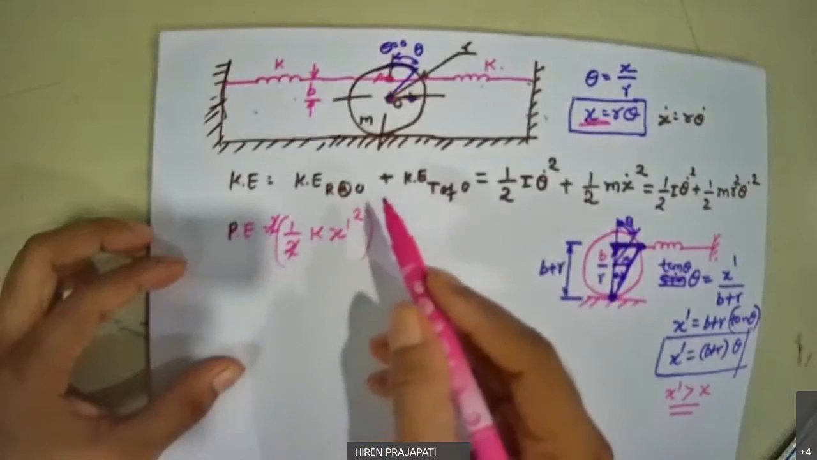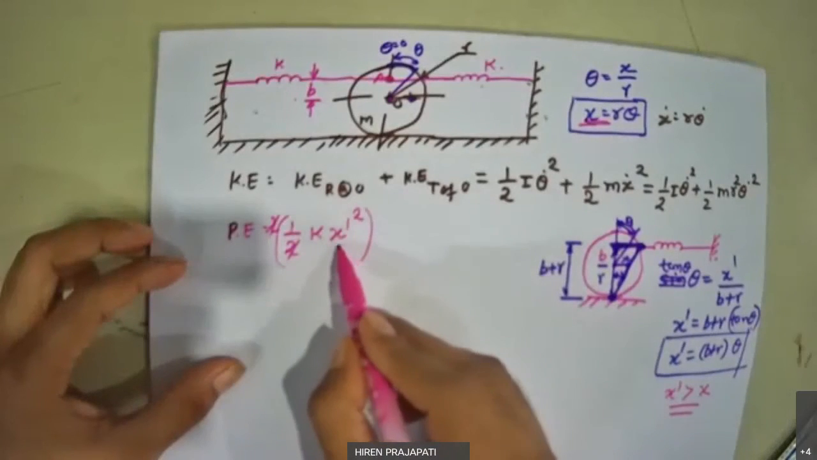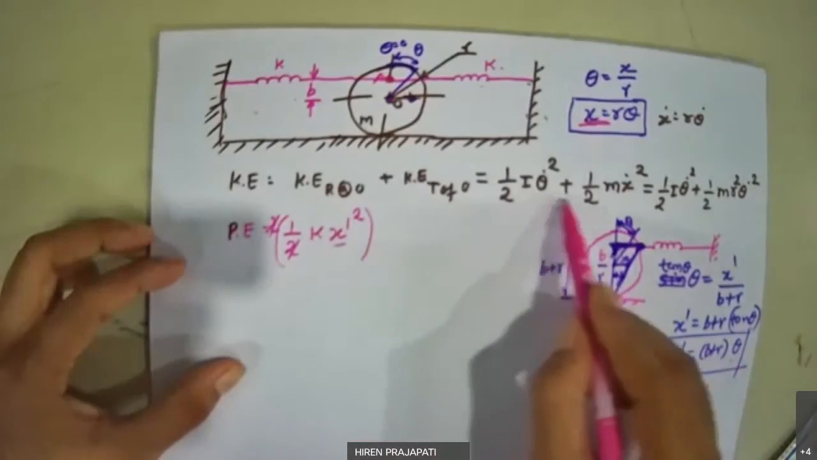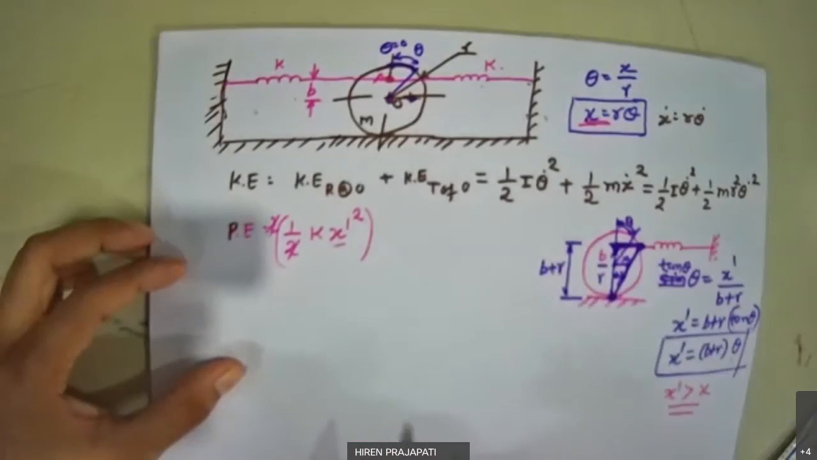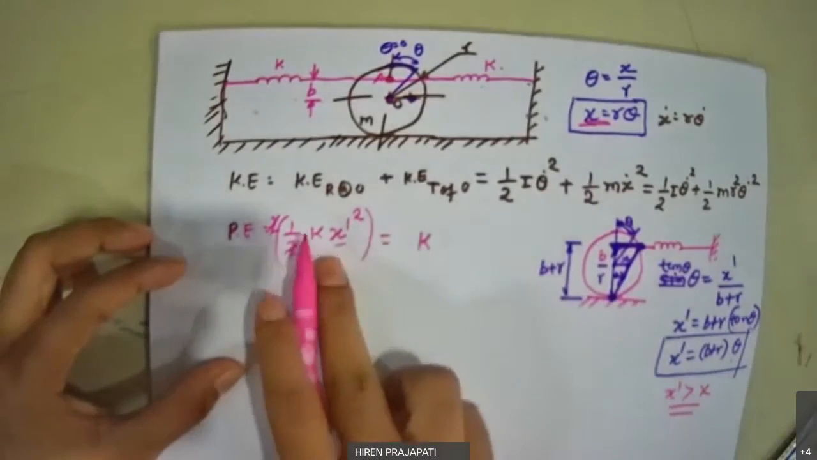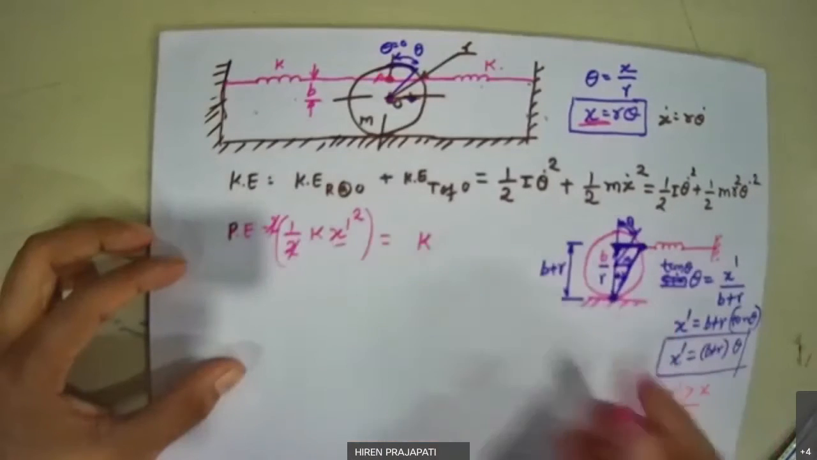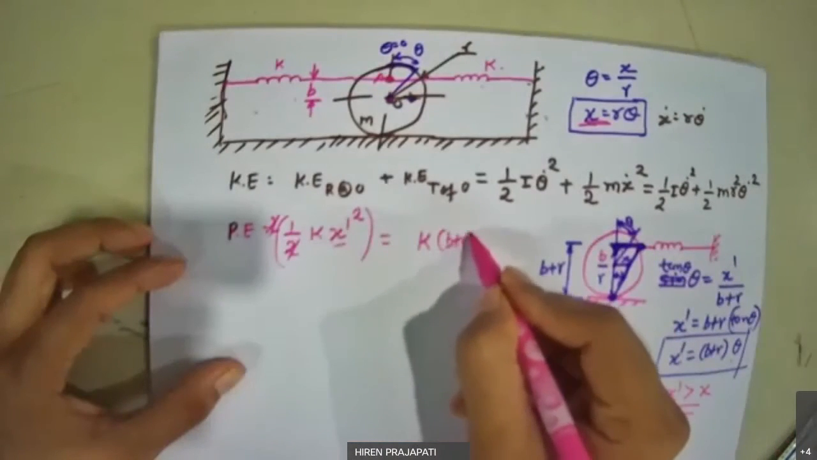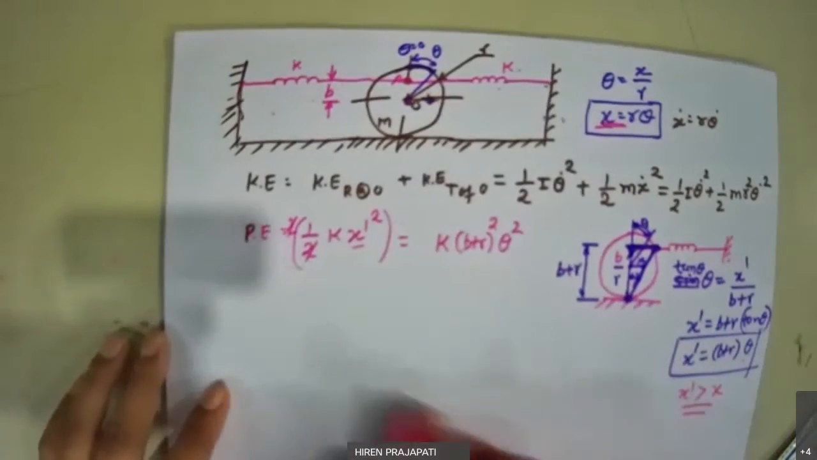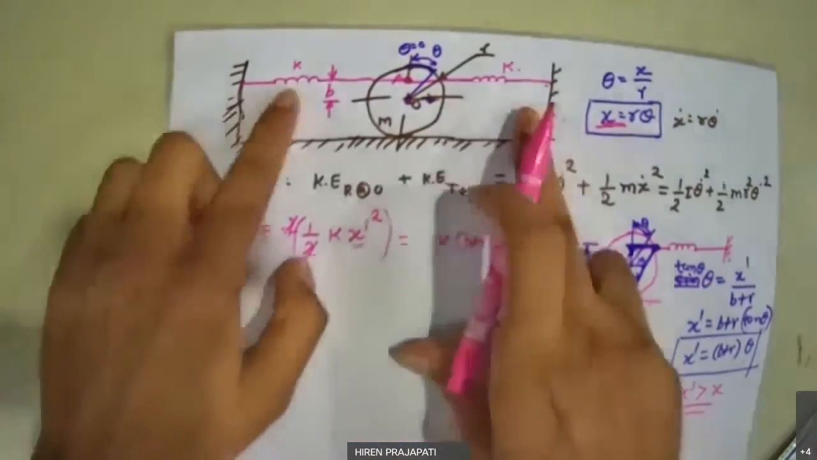Now let me write x dash square in the theta coordinate, because as we know, we need to write the entire equation in the theta coordinate. So now I am writing this in the theta coordinate. So k x dash square is written as k (b plus r) square theta square. Right? So this is the potential energy of both these springs.